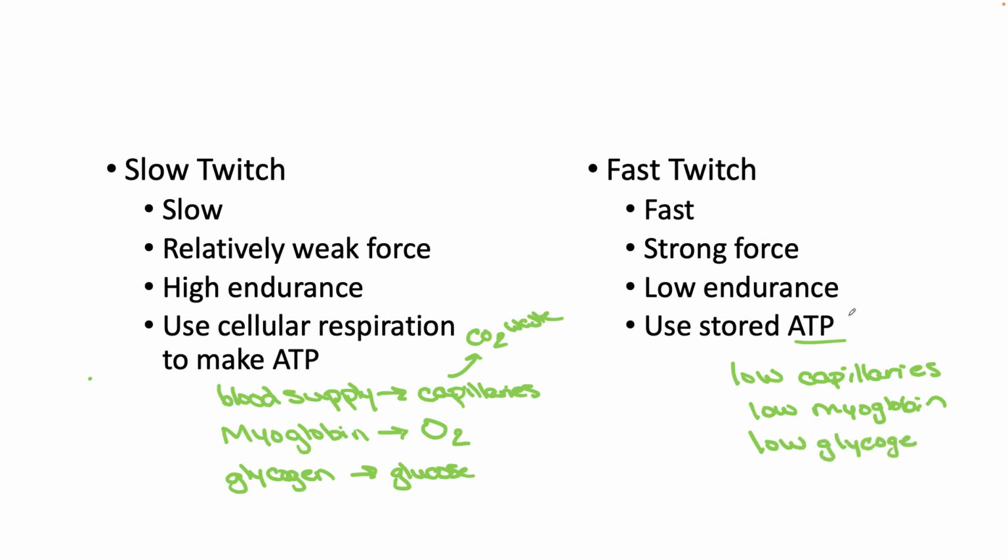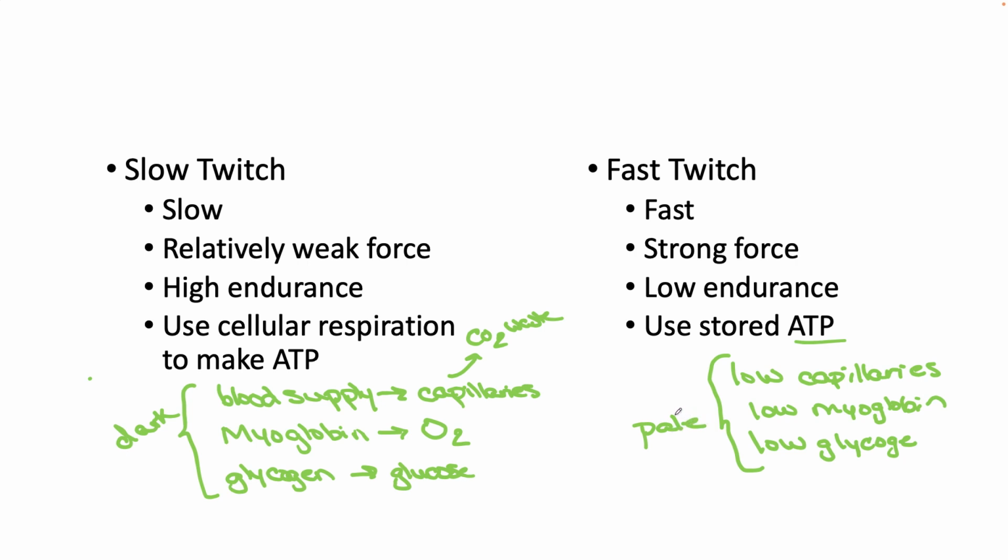They're going to use stored ATP, or creatine phosphate, or anaerobic respiration, which basically means we're just going to do the glycolysis part. So all of this means that these types of fibers are actually relatively pale. Remember, slow twitch ones are kind of dark because of the myoglobin, and the fast twitch muscles are pretty pale.